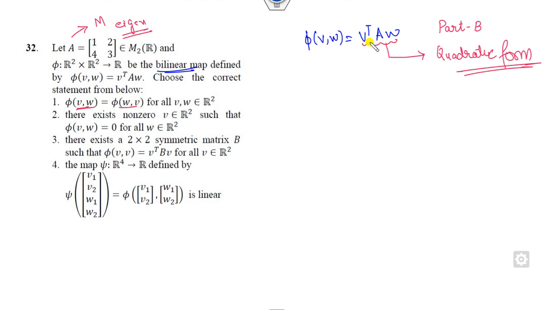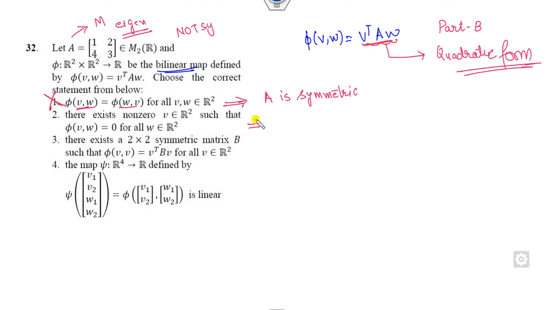VW is here, so this will be equal. It will be equal only when A is symmetric. This only happens when A is symmetric. So do you think that it is symmetric? No, A is not symmetric. So the first option is cancelled out.